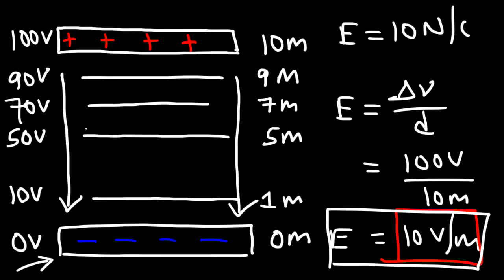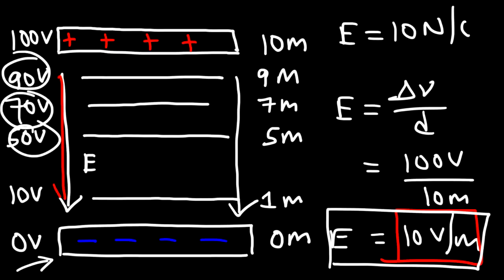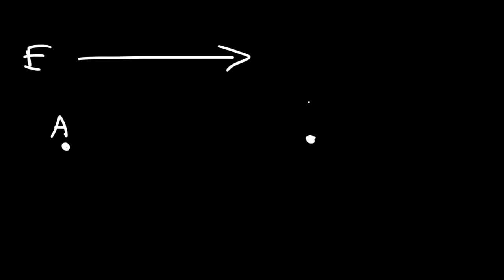Now notice that the electric potential decreases as you move in the direction of the electric field. So keep that in mind. Now here's a question for you. Let's say we have an electric field vector that points towards the right. And let's say this is position A and position B. And the electric field, we're going to say it's 300 volts per meter.